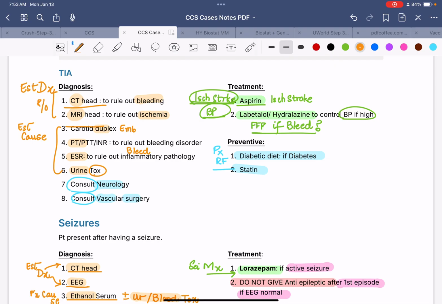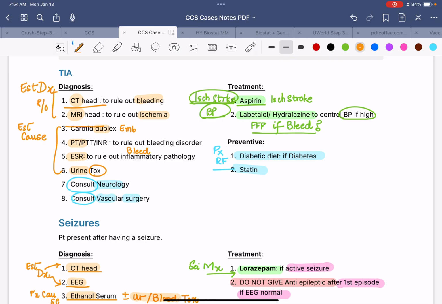So number one was to rule out a bleeding or ischemia with CT and MRI of the head. Number two is that we establish the cause, beginning with the carotid duplex, then PT, APTT, INR, ESR, and urine toxicology. And of course, it's a neurology case, so we are going to consult neurology as well as consult vascular surgery, since some sort of vascular issue, ischemia, or bleeding might be involved, or carotid duplex might show carotid atherosclerosis.